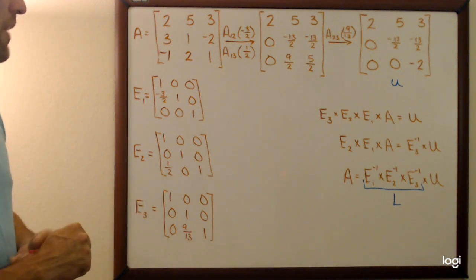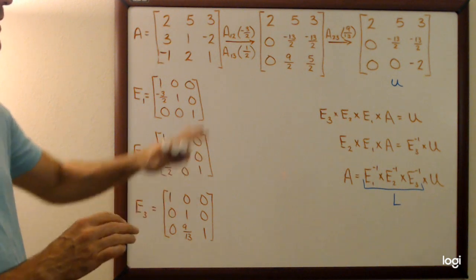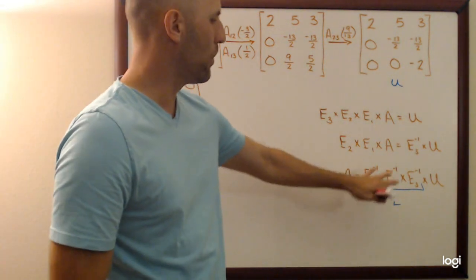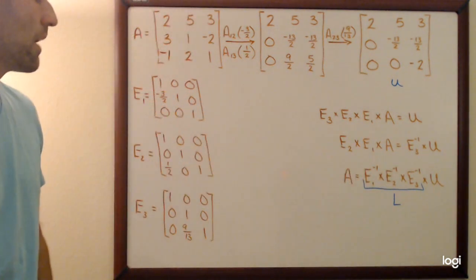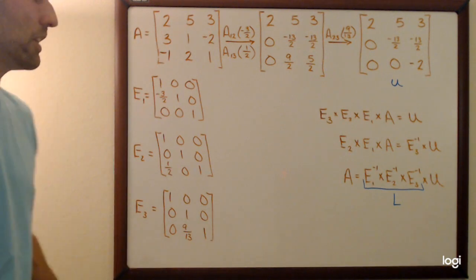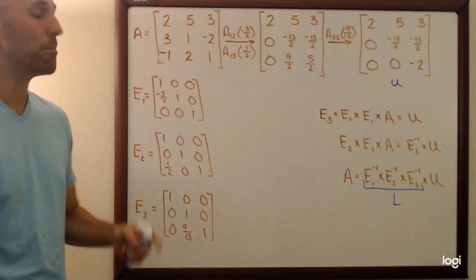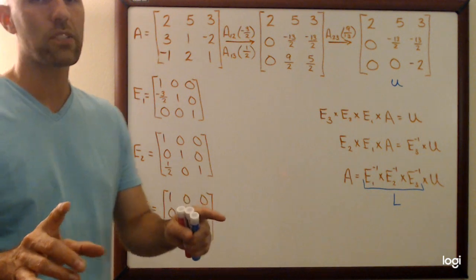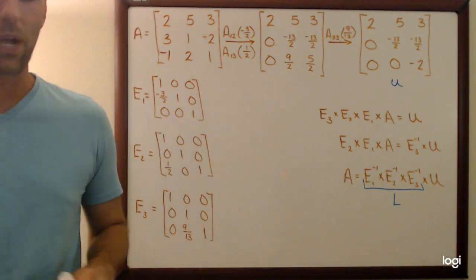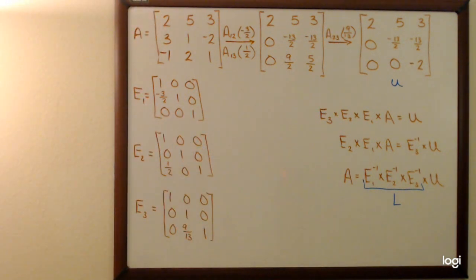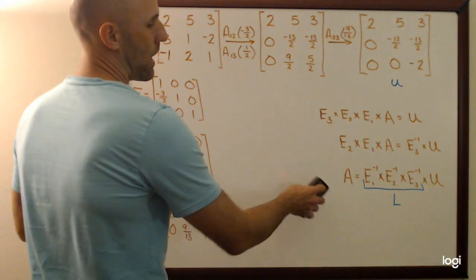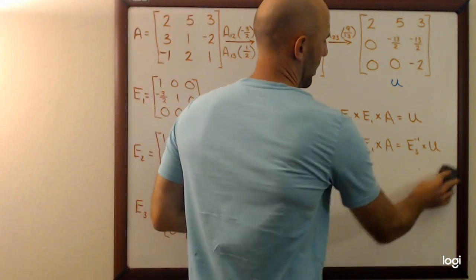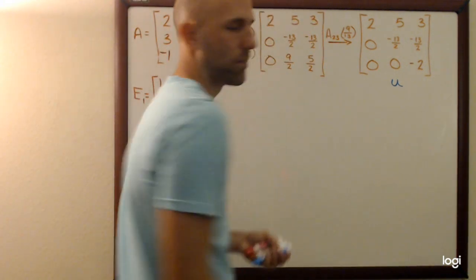In order to figure that out, I need the product of E1, E2, and E3 inverse. Of course, that means I have to find E1, E2, and E3 inverse. But again, elementary matrices are nice, and there's going to be a quick way to do this as well. I'm going to work out one of them directly here. So let me write what we currently have.